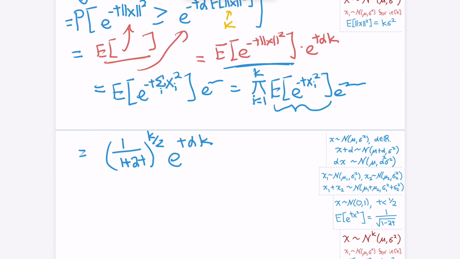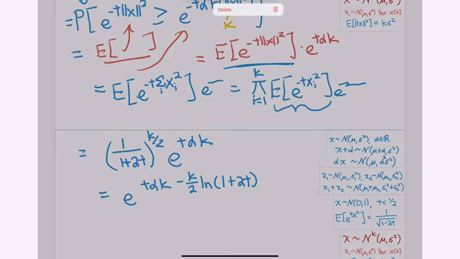This is where things get more annoying. So now you just want to choose the best possible value of t to make this as small as possible. We don't have to do it slowly, but at some level you can write this as e to the t alpha k minus k over 2 log of 1 plus 2t, where I've just taken the thing and put it in the corner by taking logs. And now if I want to minimize e to the x, I just need to minimize x, because e to the x is monotonic.